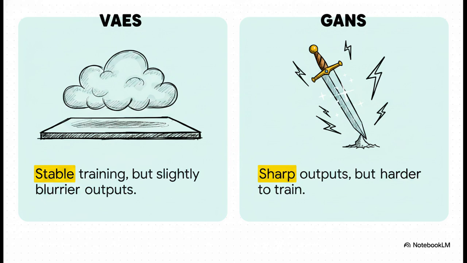GANs, on the other hand, are kind of the temperamental divas of the AI world. They produce incredibly sharp, crisp outputs, but they are notoriously volatile to train, and they have absolutely no explicit latent distribution that you can smoothly navigate. So each architecture really brings its own clear strengths depending on the specific application you're building for.